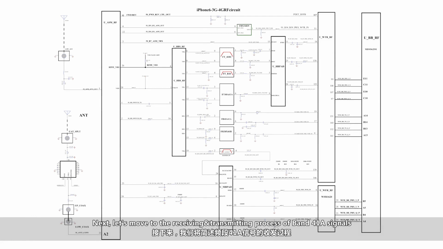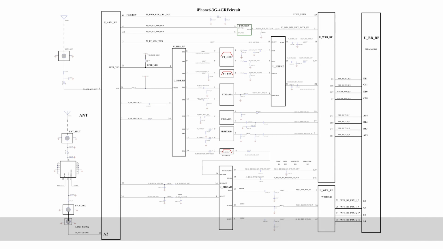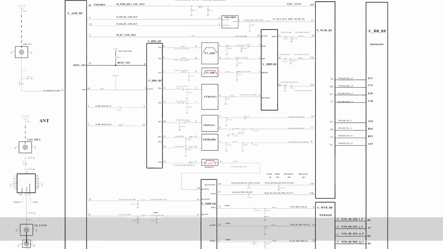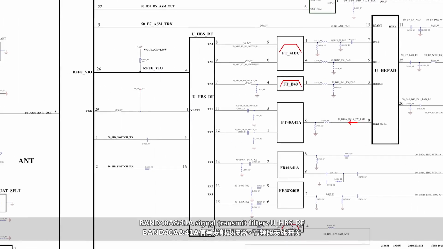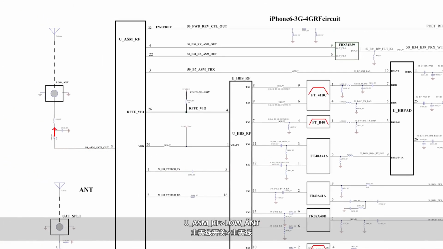Next, let's move to the receiving and transmitting process of band 41A signals. It is the same process as band 1 signals mentioned above. The TX process of band 41A signals is as follows. Baseband CPU to the RF processor, to UHBPAD, to the band 40A and 41A signal transmit filter, to UHBS-RF, UASN-RF, to the lower antenna.